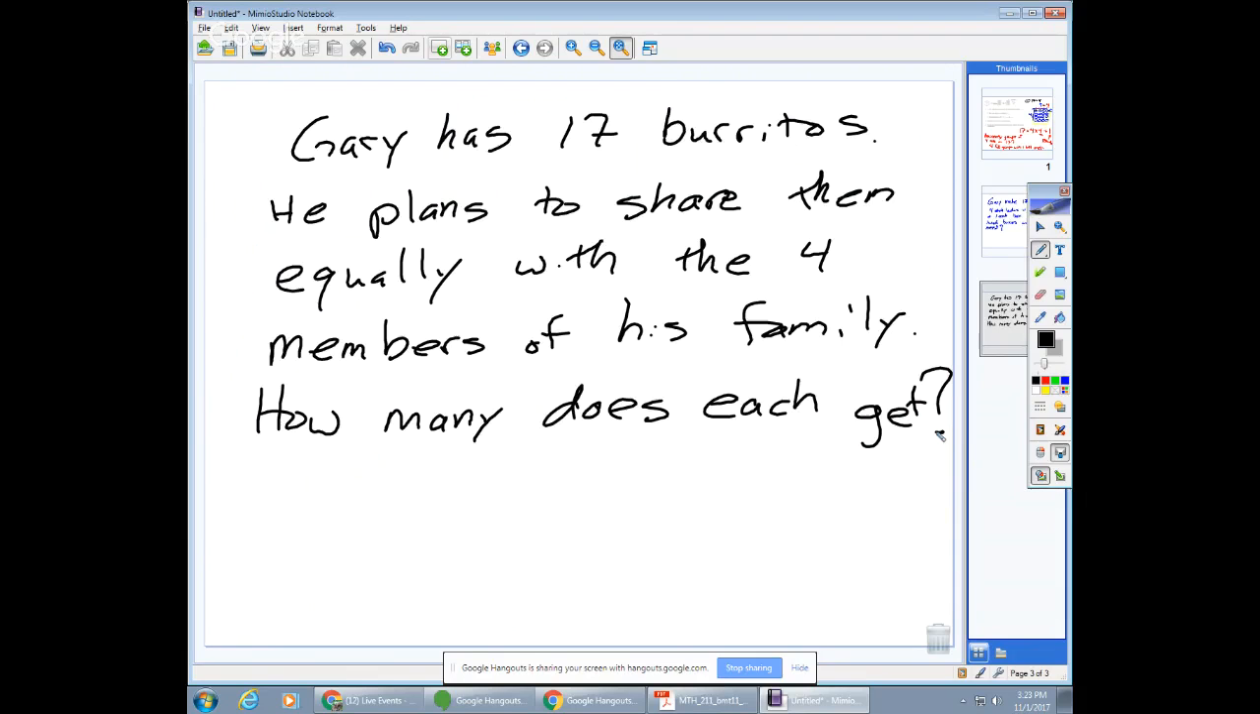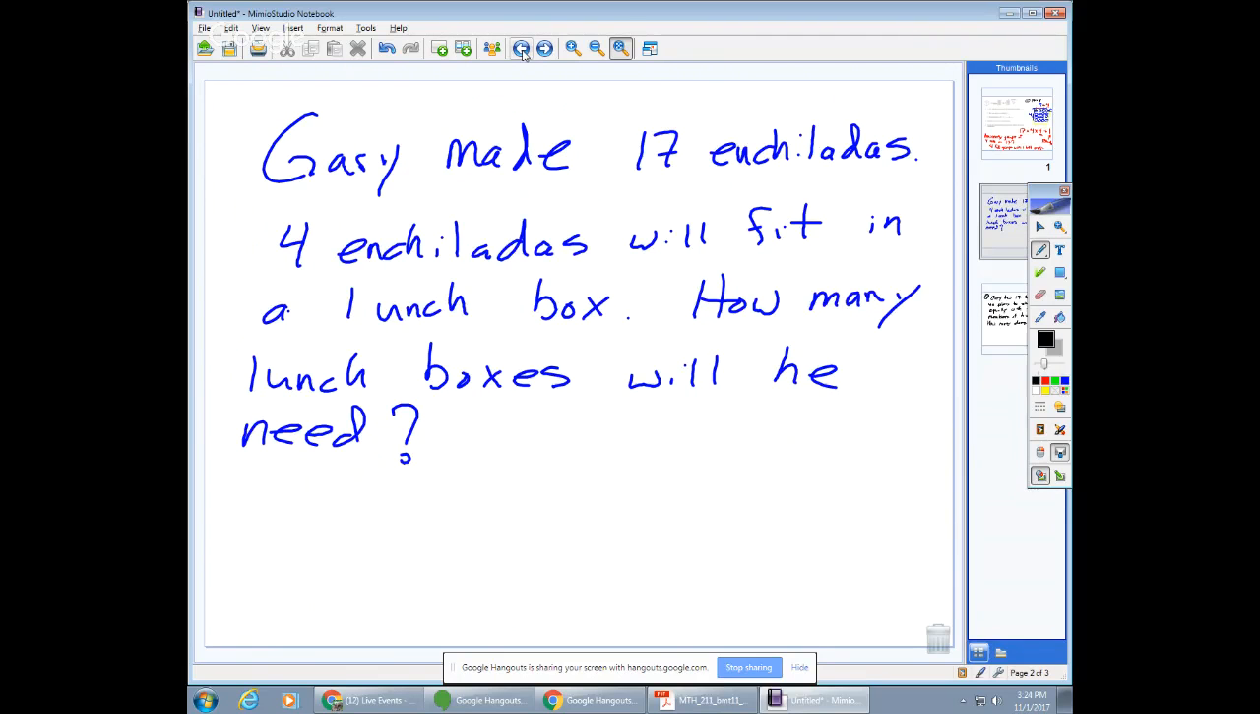Okay, so I wrote down 2 different story problems, and it's my belief that these story problems are fundamentally different. So I want you to take a read at each of mine. This is my story problem number 2. I got 17 burritos. I got 4 people in my family. I want to share them so that each person gets the same amount. How many does each person get? So that's one story problem to do 17 divided by 4. And here's my other one. Gary made 17 enchiladas. 4 enchiladas will fit in a lunchbox. How many lunchboxes does he need?